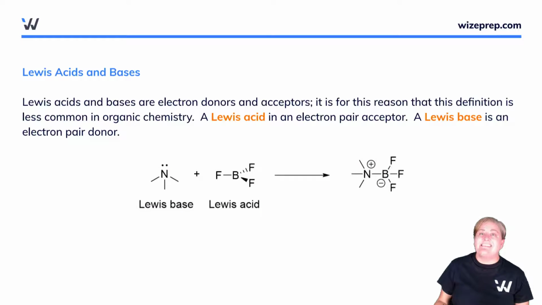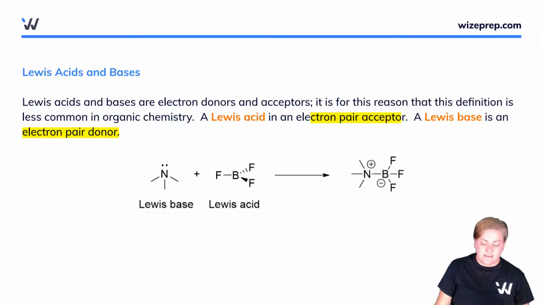So a Lewis acid and a Lewis base is all about electrons. Lewis acids and bases are electron donors and acceptors. It's for this reason that this definition is less common in organic chemistry, but you will still see it occurring, especially when you start to talk about activation of electrophiles. A Lewis acid is an electron pair acceptor, and a Lewis base is an electron pair donor.